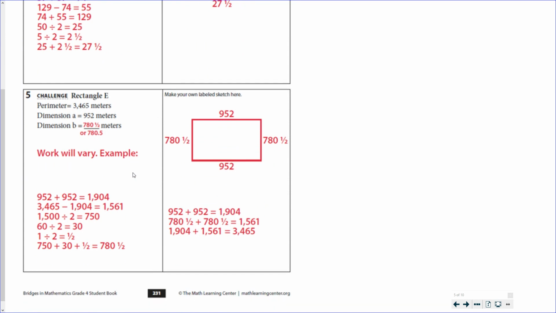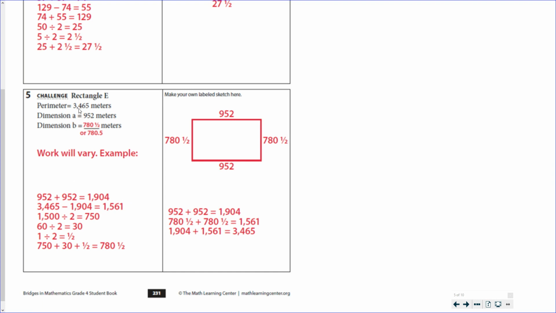And then for the challenge question, you see that the numbers were bigger, same process, just bigger numbers. So they gave you a perimeter of 3,465. They gave you the dimension A, which is 952. It's the same process. You double 952. I won't go through all of the problem solving. I know that you guys know how to do that yourself, and I don't want to extend this lesson too long. So you double the 952, and you end up with the 1,904.